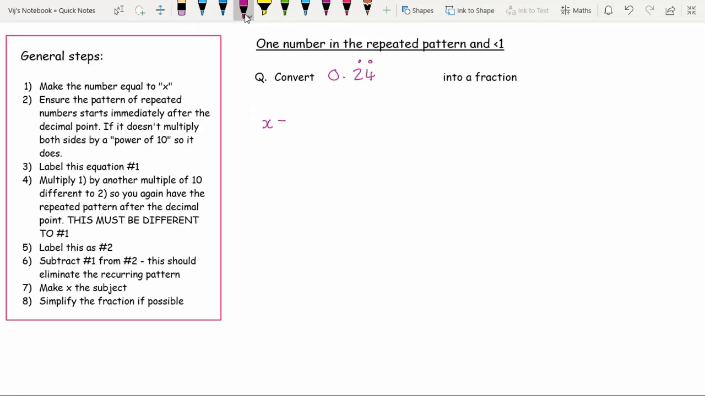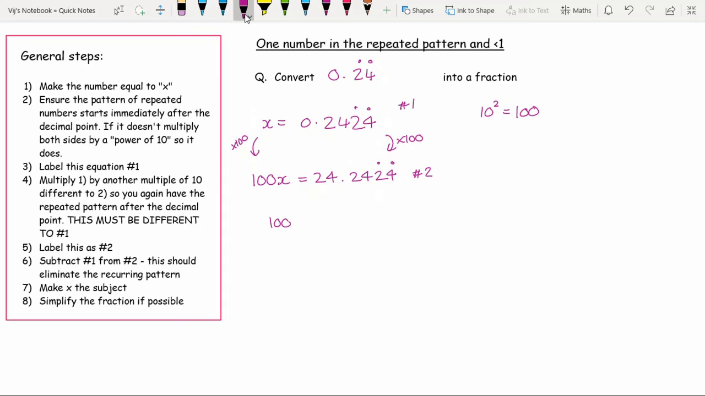So here we start off by writing x equals 0.24 recurring. Now because I've got two numbers in the pattern, I'm going to multiply both sides by 10 to the power 2, which is 100. So if I multiply this by 100 and this by 100, then what I get is 100x equals 24.2424, and this is my hashtag 1, this is my hashtag 2.